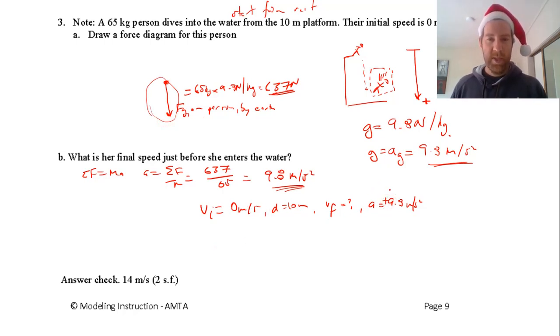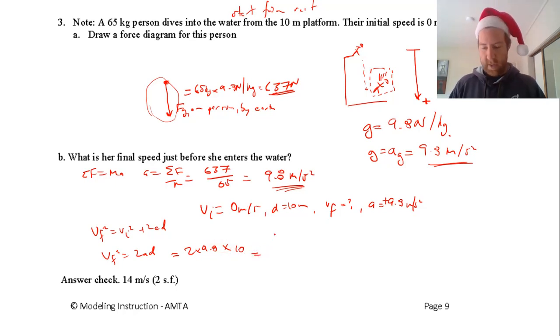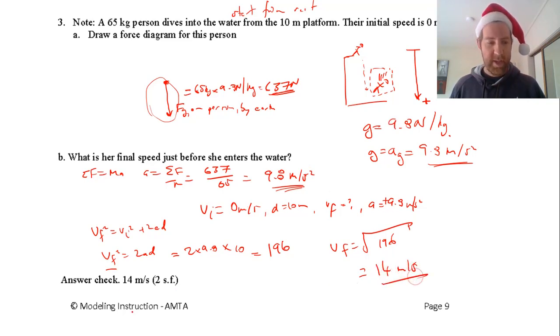A formula that has those ones in it, if you look back on page 8, top of page 8, the one that has those in it is this one here. Vf squared equals Vi squared plus 2AD. Vi is 0, so Vf squared equals 2AD, which equals 2 times 9.8 times 10. Do that in my calculator. Now here's a bit of a trick. This is Vf squared. So to find Vf, we need to square root 196. And that equals, square root answer equals, hey, 14 meters per second. And that's the answer down there. Cool.